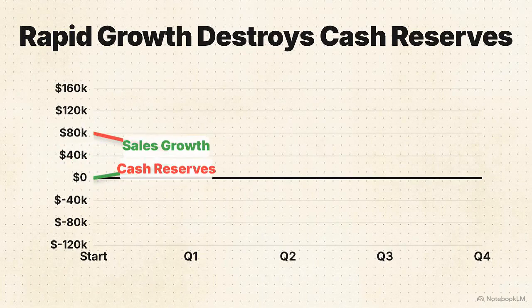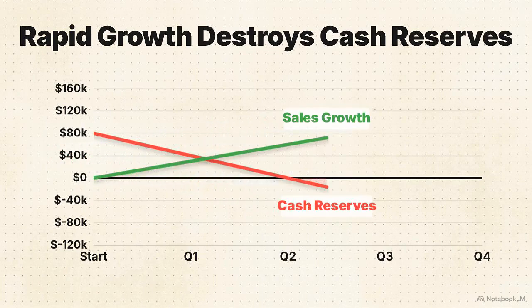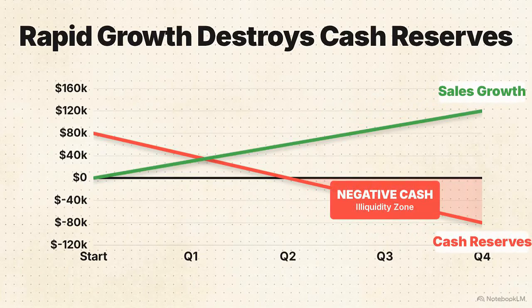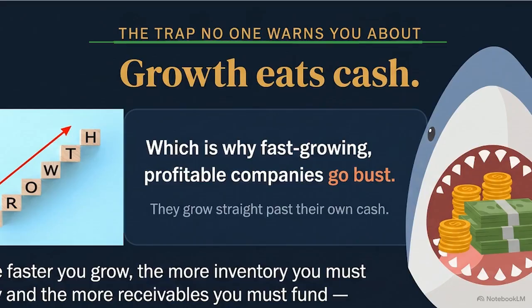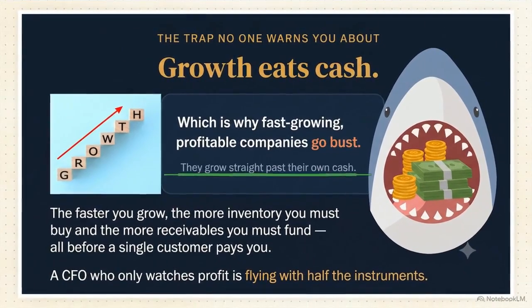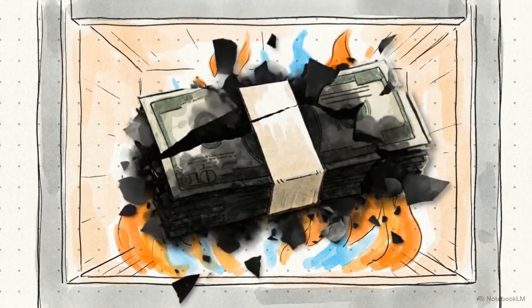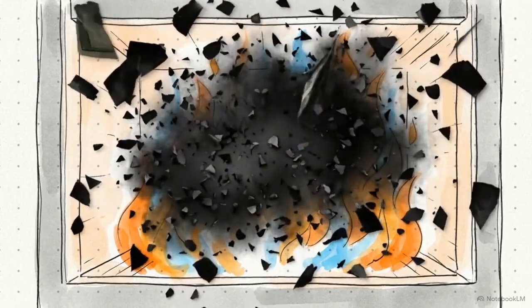Watch what happens as the green sales line spikes upward. The physical cost of servicing those new sales pushes the red cash reserve line straight into the negative. This slide highlights a trap most founders never see coming. A business can literally grow straight past its own cash reserves, which is exactly why highly profitable, fast-growing companies frequently go bust. Unchecked growth acts as an accelerant. It burns through your operational oxygen long before the promised profits ever arrive.